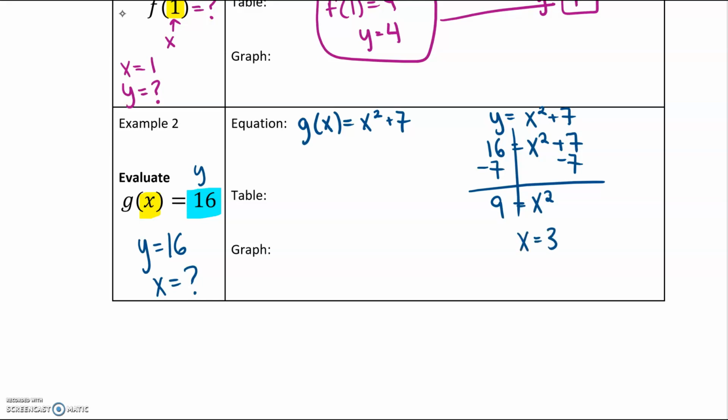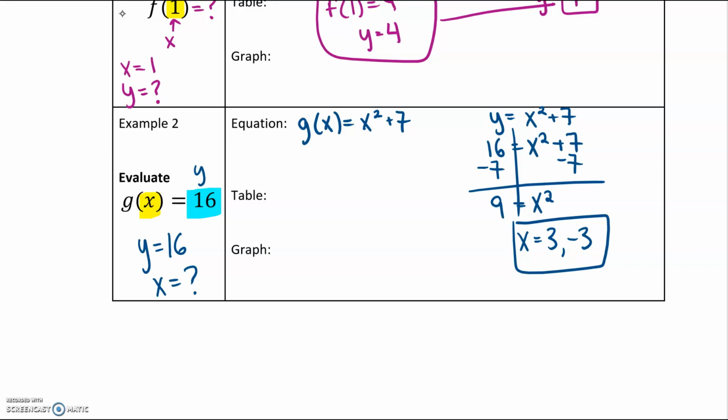Because 3 squared is 9. 3 times 3 is 9. Hopefully you're also saying, what about negative 3? Because isn't negative 3 times negative 3 positive? Negative times negative a positive? Yes, it is. So you actually have two answers for x here. x can be plus or minus 3.